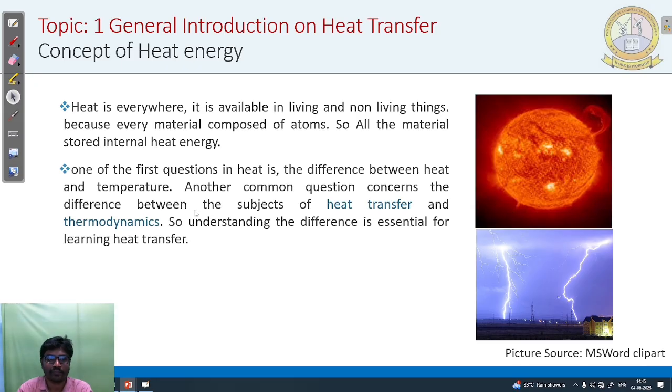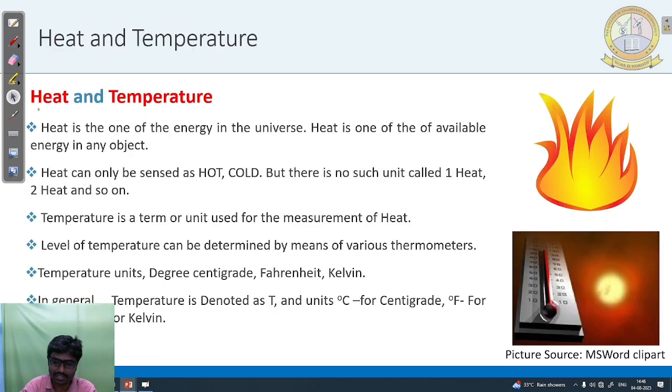One of the questions we will always have is: what is the difference between heat and temperature, as well as the difference between heat transfer and thermodynamics? As I mentioned already, heat is a very important concept. But we will learn thermodynamics as a concept. Before that, we will see what heat and temperature are.